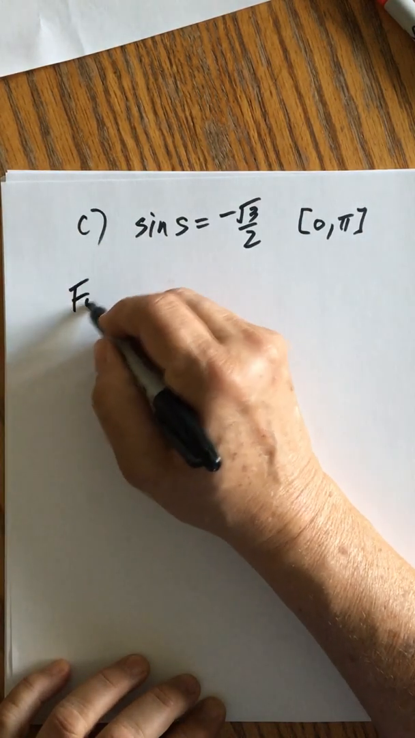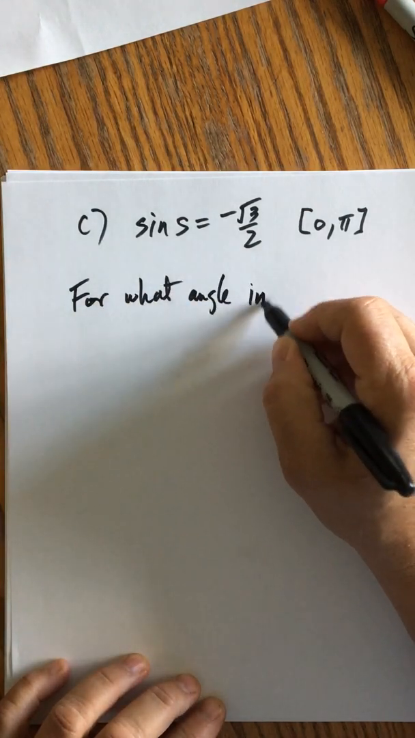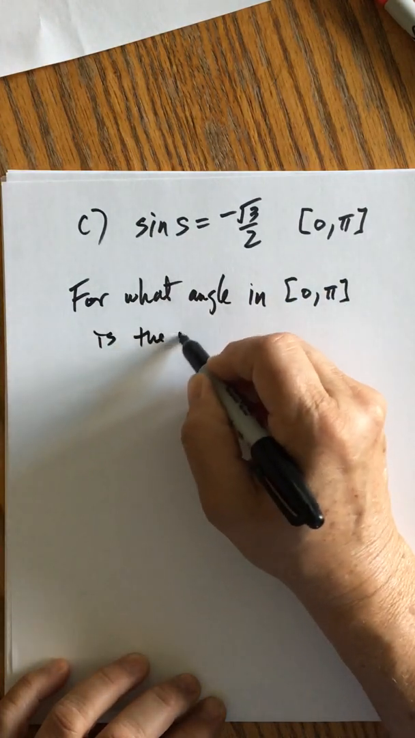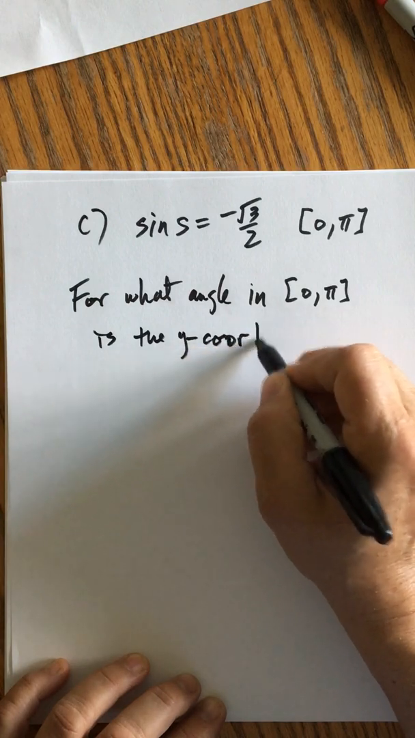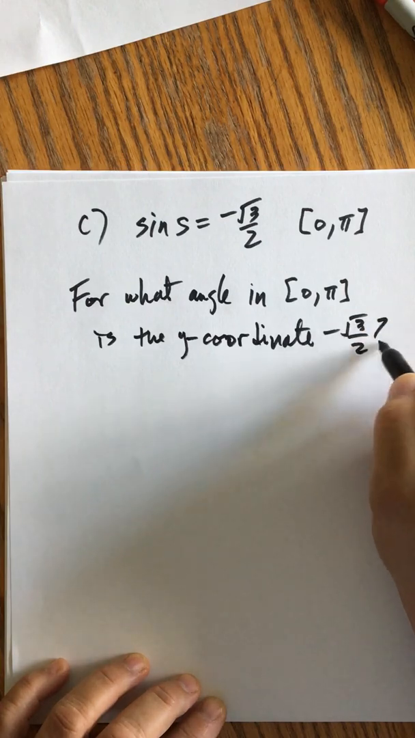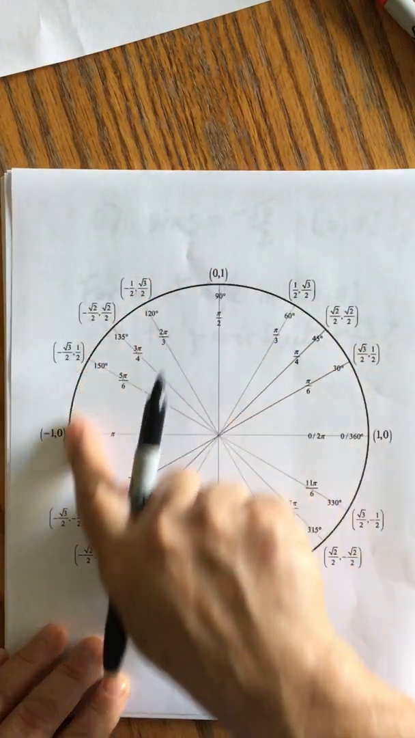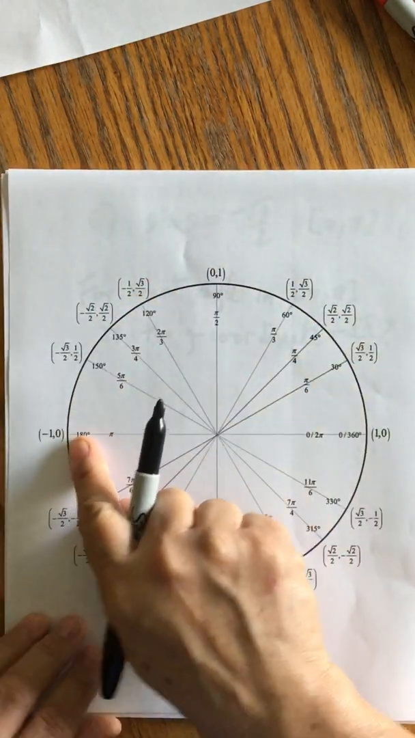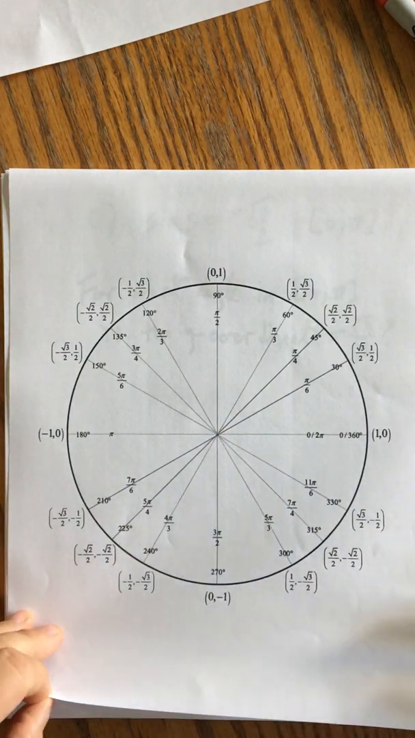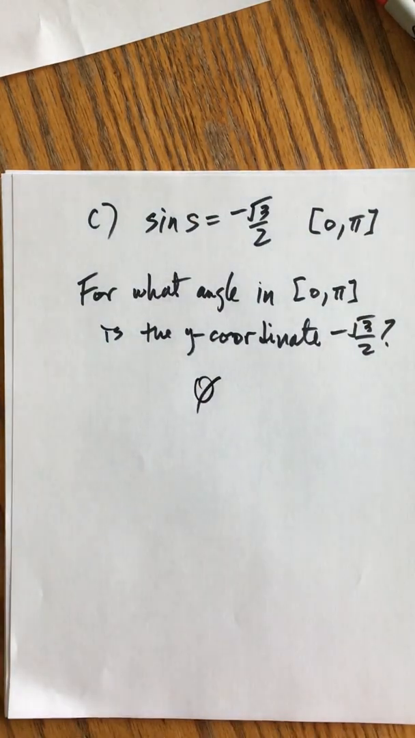So for what angle in 0 to pi is the y-coordinate negative square root 3 over 2? Let's again look from 0 to pi. Here's 0 and here's pi. That's my interval, and again, that's quadrants 1 and 2. In quadrants 1 and 2, the y-coordinate is always positive, so it's not negative, therefore there are none.